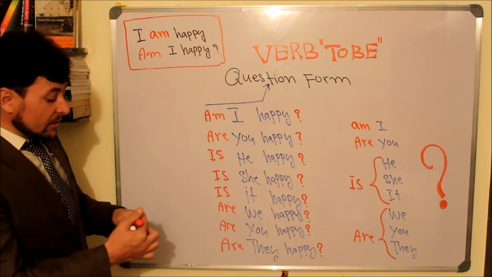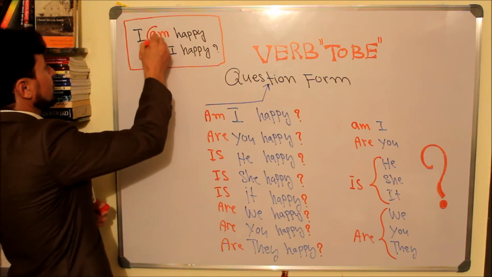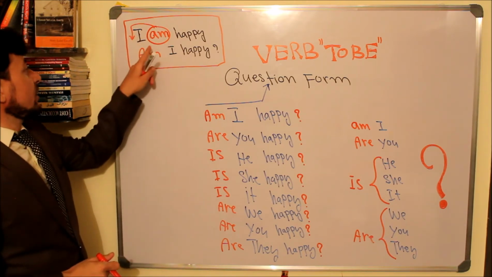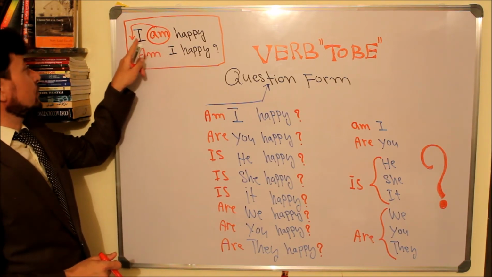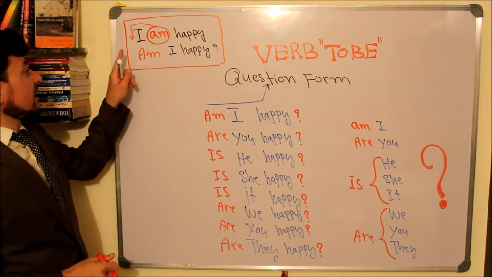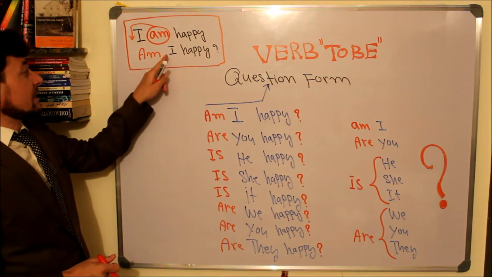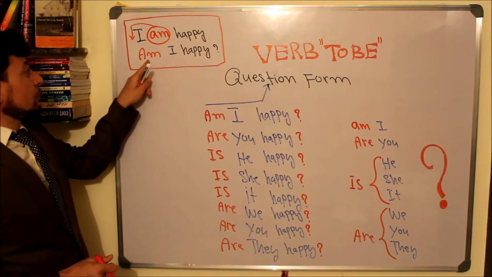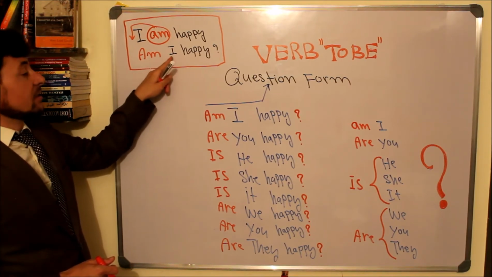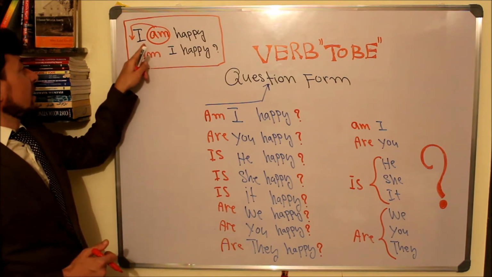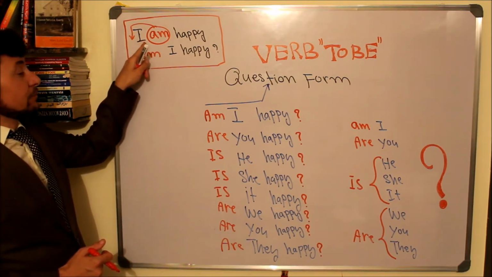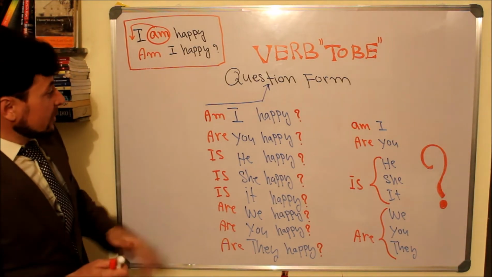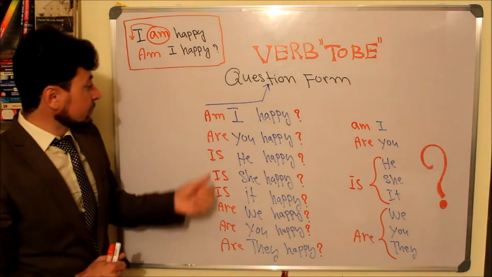So here, the place of verb to be is changed with the place of the subject. We take verb to be, put it before the subject, and then we change the place of the subject with verb to be. So in question form, verb to be is first, subject is after that. In affirmative form, subject is first and verb to be is after that. Now, look at these examples.